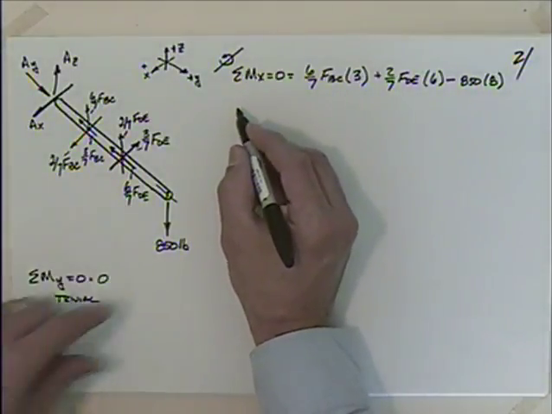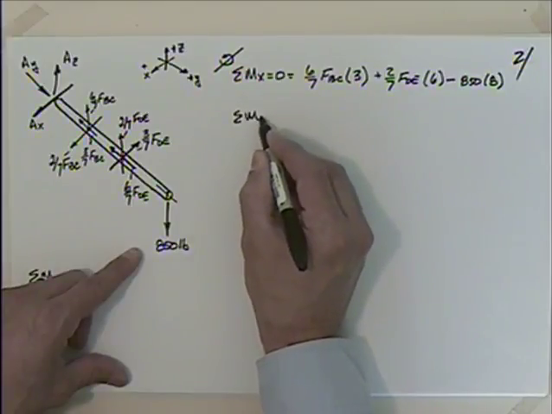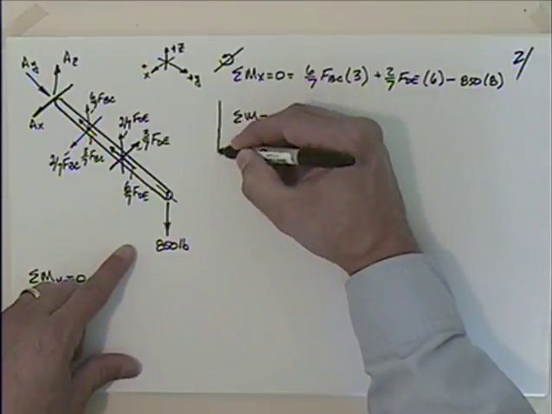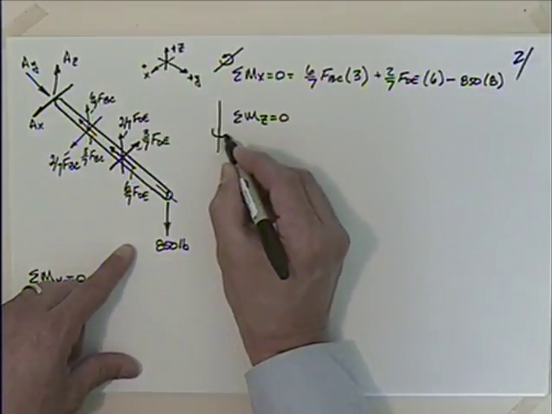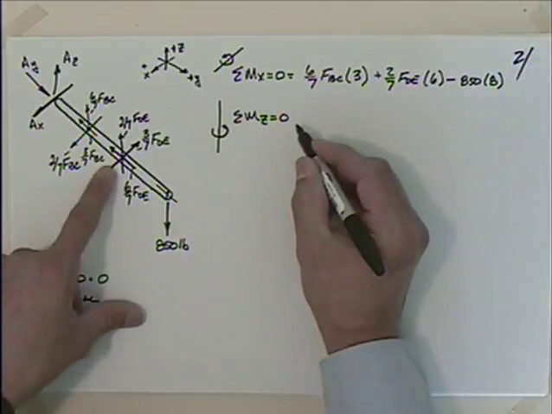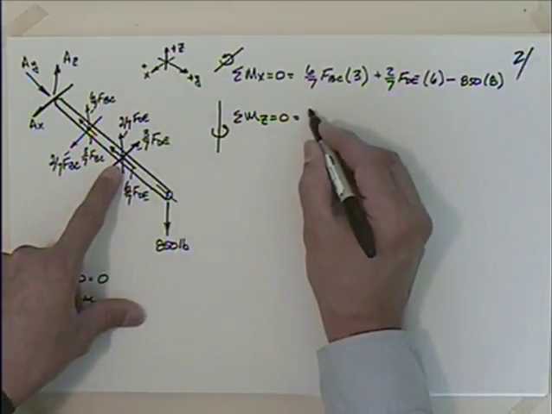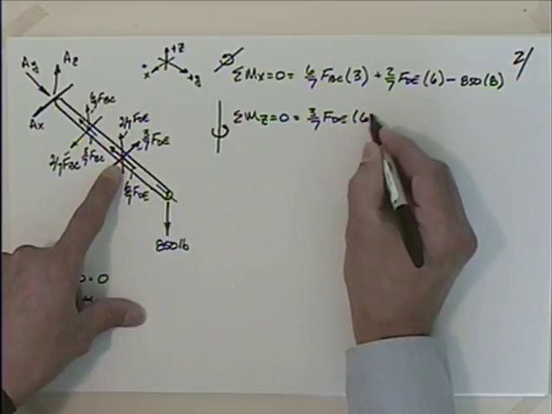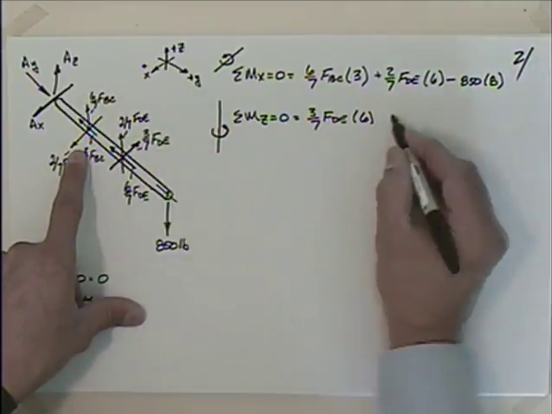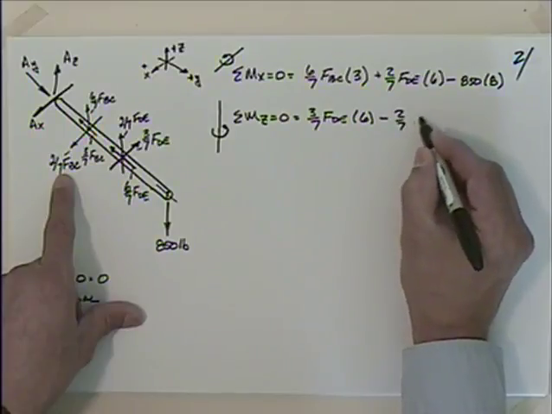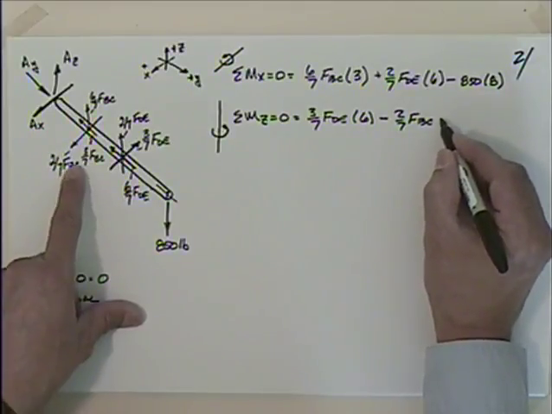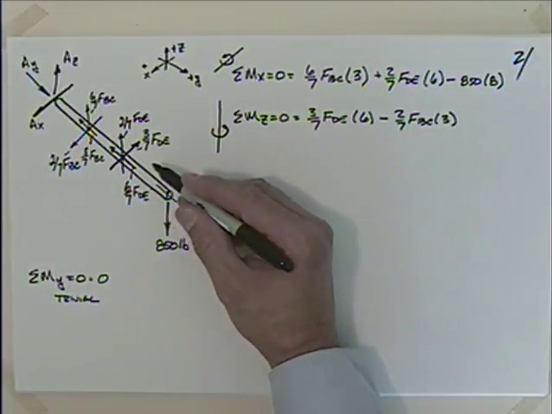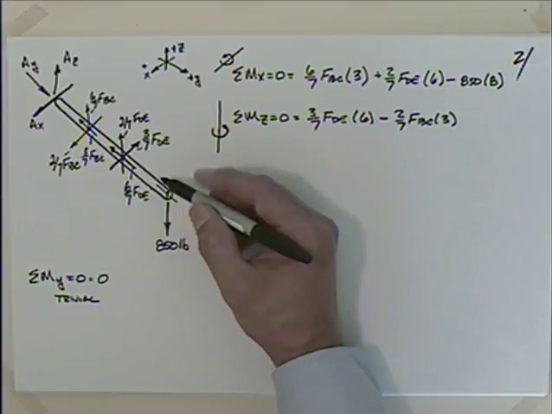So let me go ahead and sum the moments about the z-axis. Summing the moments about the z-axis, we have a couple possibilities. Why don't I just go ahead and take this as positive? So I would have then 3/7 FDE times 6 minus, because this is going to go in the opposite direction, minus 2/7 FBC times 3. Everything else is either parallel or intersects it.